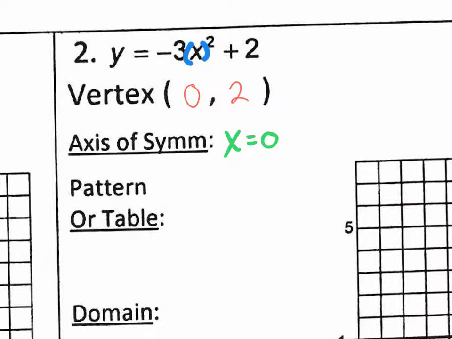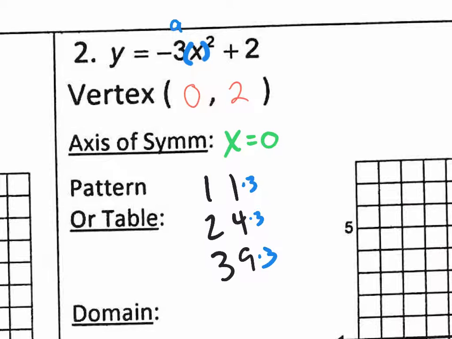How about the pattern that you're going to use? Well, if you're going to use a pattern or the table, the pattern would be instead of 1, 1, 2, 4, 3, 9, it's going to be multiplying the second numbers on your pattern by the new a value, which happens to be 3. Now, it is -3, but I just want you to multiply by 3. Why is that? Because you already know that the negative represents you're going to be going down instead of up.